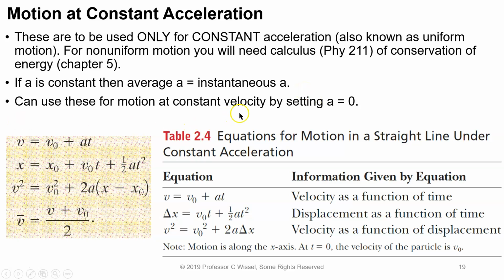And then you can use these for motion at constant velocity. Constant velocity means the acceleration is 0, and then they just become really easy by just dropping out all the a's. The a's go away. So here are some other ways they wrote these equations, and what is the information? Velocity is a function of time, displacement is a function of time, velocity is a function of displacement. And if you have this along the x-axis, you can also have it along the y-axis by just replacing x with y. That's all you have to do.